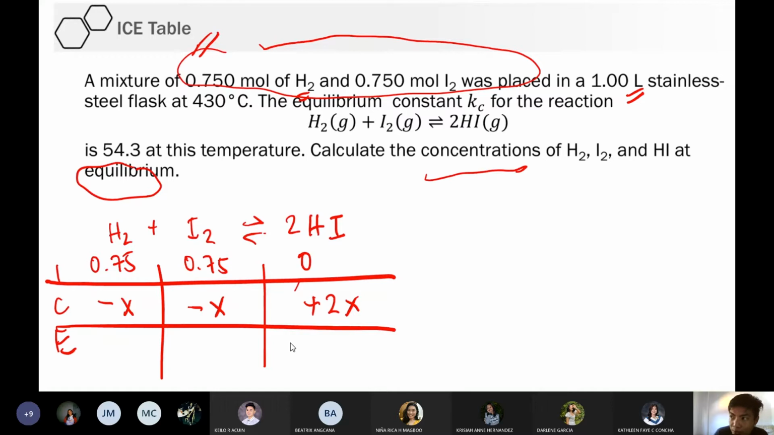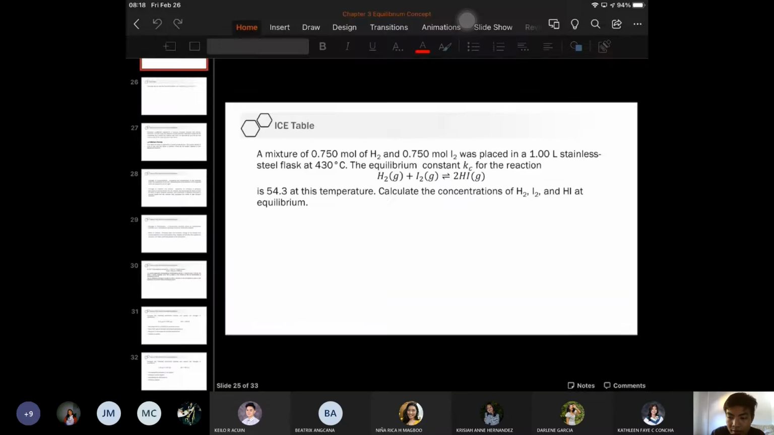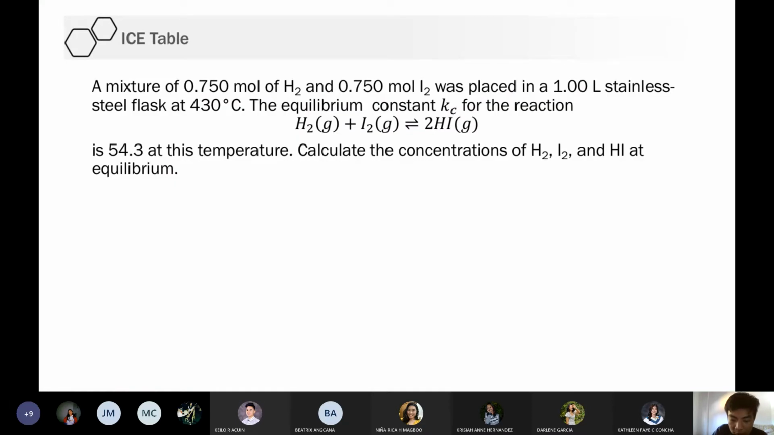So let's solve for the equilibrium concentration. That will be 0.75 minus x for H2, 0.75 minus x for I2, and for HI, just 2x. You just combine I and C to get the E expression. Let me rewrite this slide so our solution will be clear.